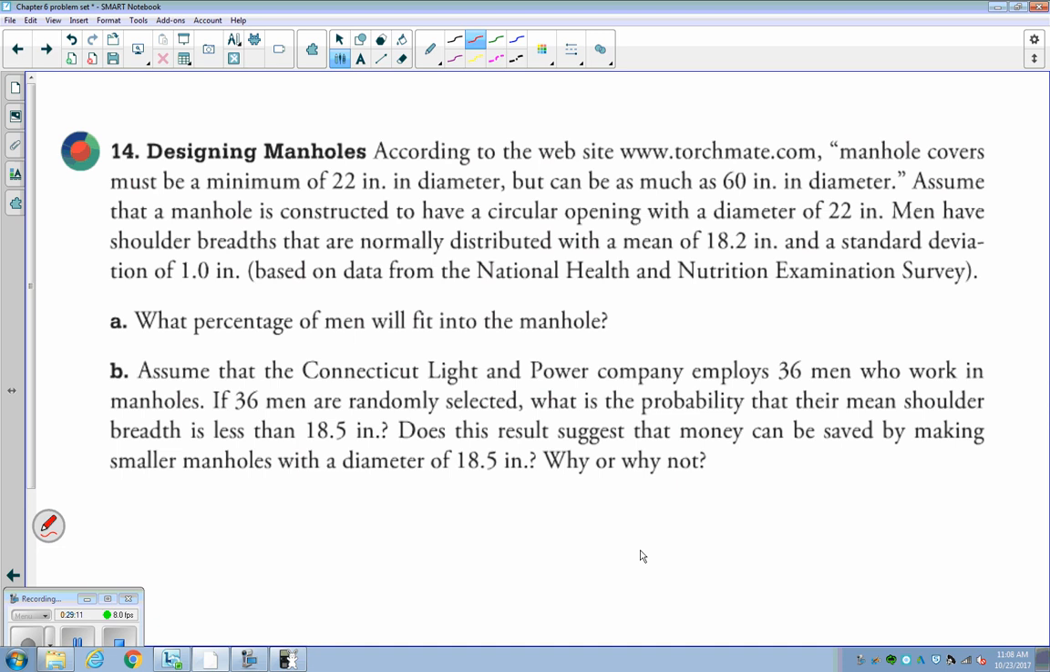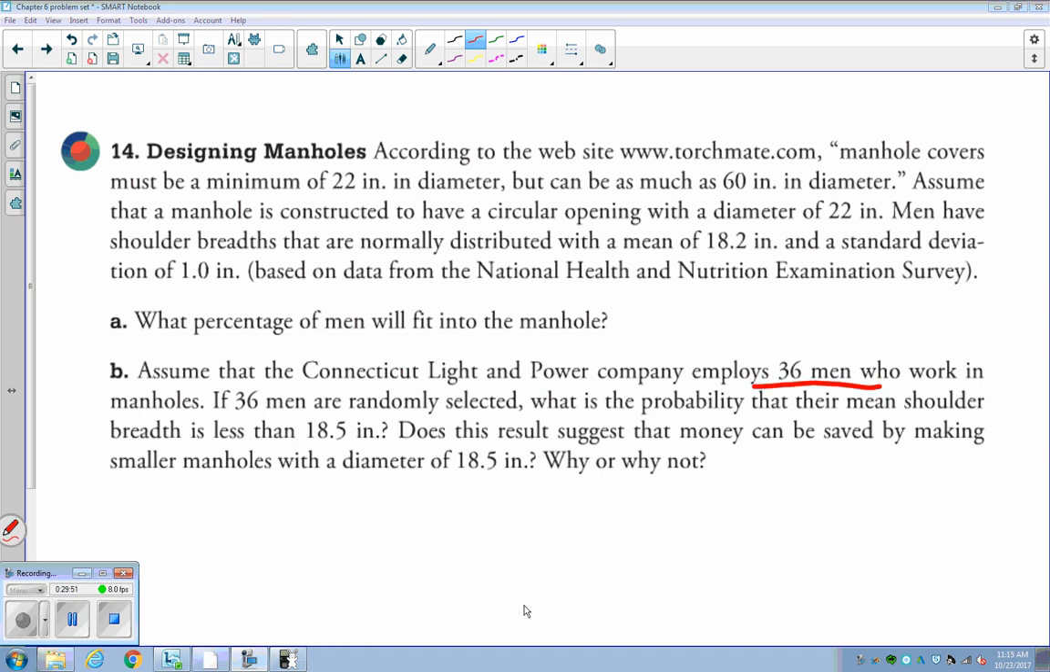What percentage of men will fit into the manhole is part A. Part B, assume that Connecticut Light and Power Company employs 36 men who work in manholes. If 36 men are randomly selected, what is the probability that their mean shoulder breadth is less than 18.5 inches? Does this result suggest that money can be saved by making smaller manholes with a diameter of 18.5 inches? Why or why not? So I'm going to pause this right here.